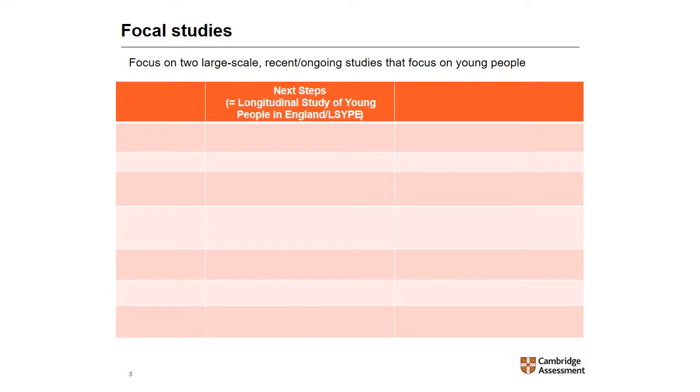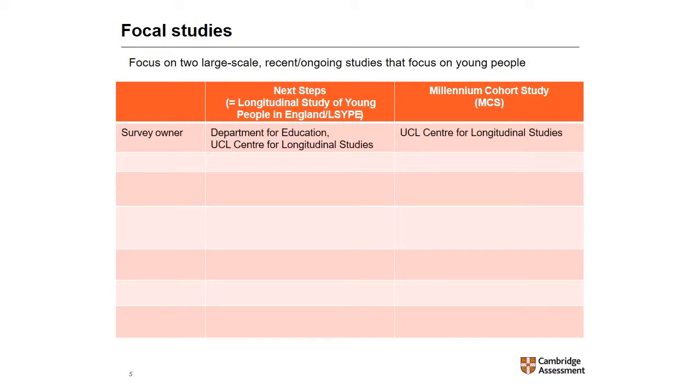The first one we looked at was Next Steps, which is also known as the Longitudinal Study of Young People in England. The other one we looked at was the Millennium Cohort Study. I'll just give you a quick description of some of the key elements of them now. So in terms of who runs them, who owns them, well, Next Steps was started by the Department for Education and then was taken on by the UCL Centre for Longitudinal Studies, whereas the Millennium Cohort Study was started and is run by UCL's Centre for Longitudinal Studies.